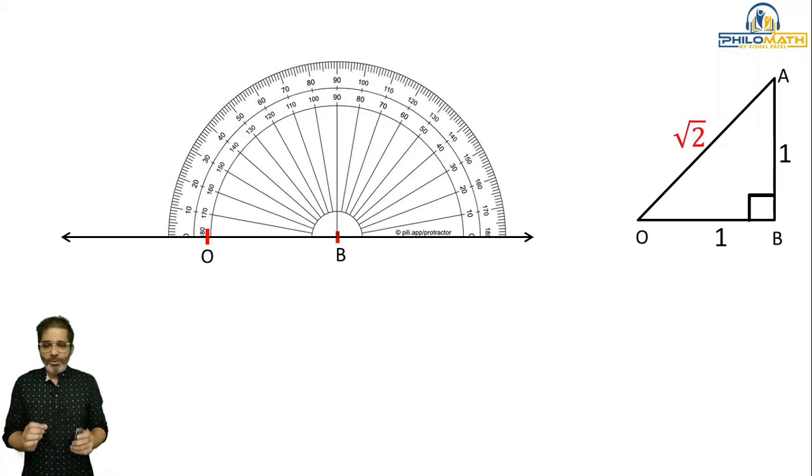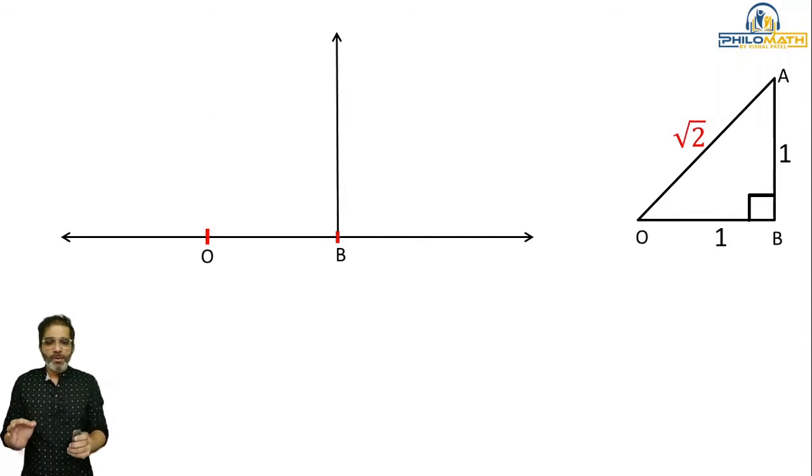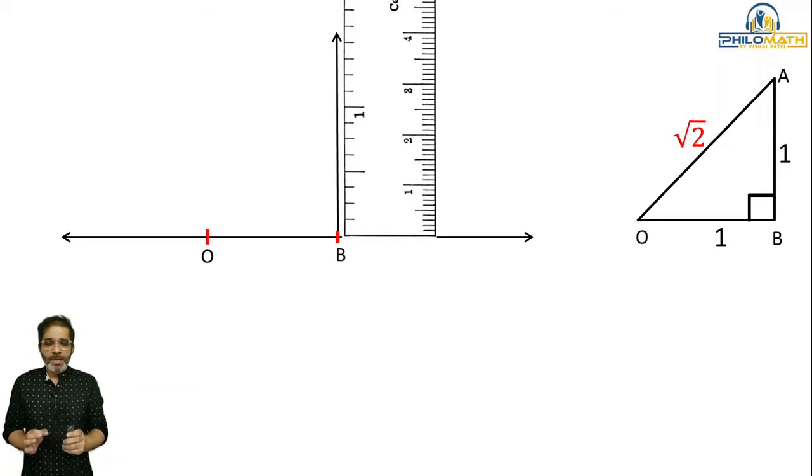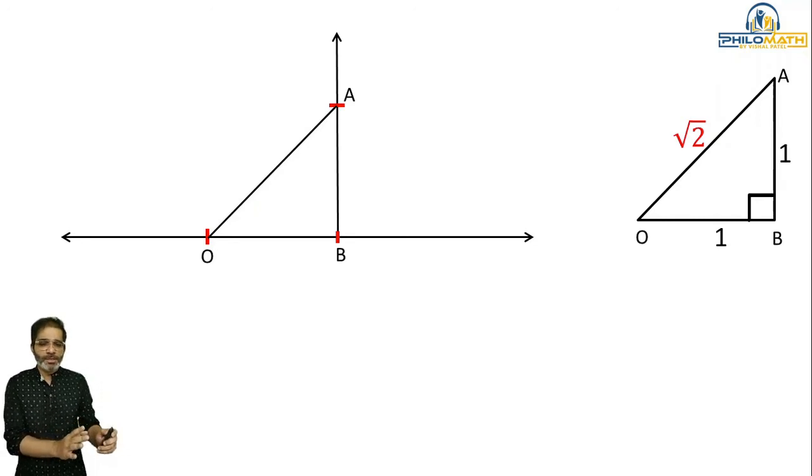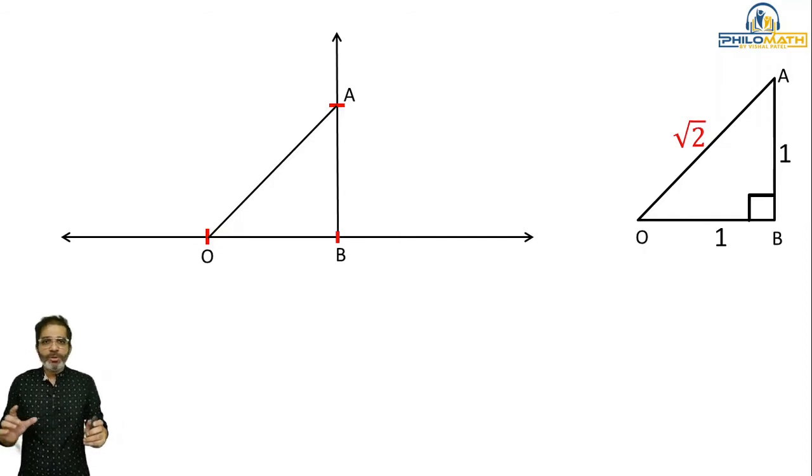Now with the help of a protractor, from point B, I'm going to draw 90 degrees, that is a perpendicular. Now again I'm going to use a scale and mark 1 inch, and that point I'll mark as A. Now when I join AO, I get AO as root 2, the same thing you can see on the right hand side where we have done a rough figure. So the value of AO is root 2. Now we have to plot this root 2 on a number line.